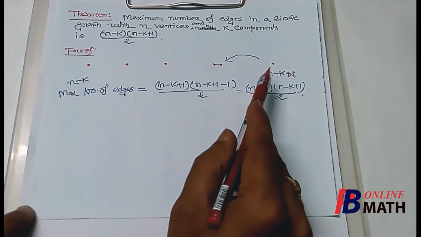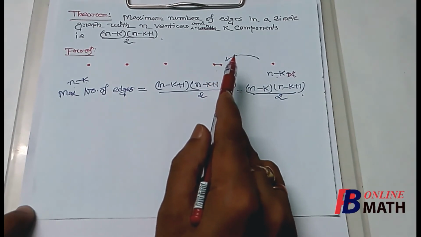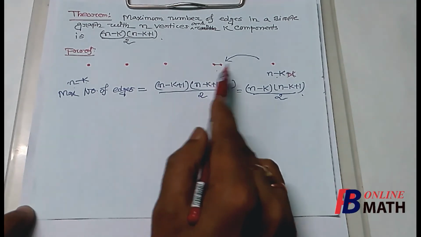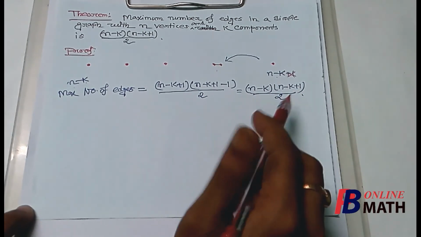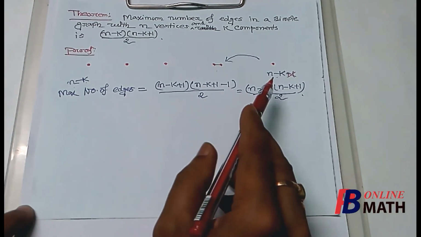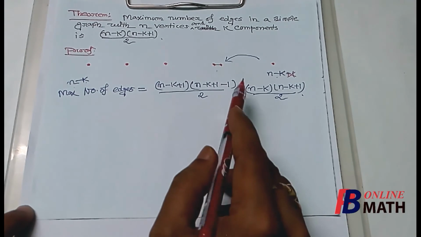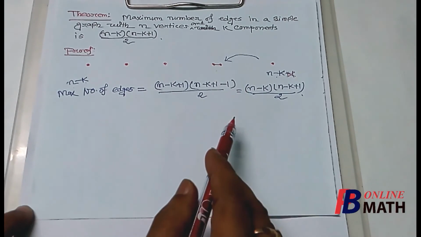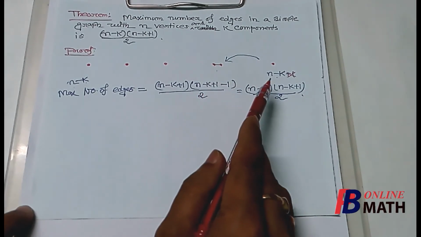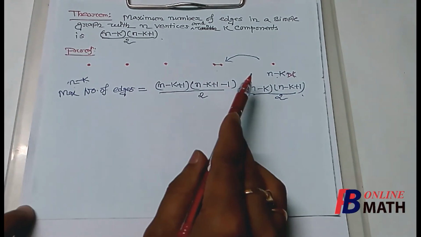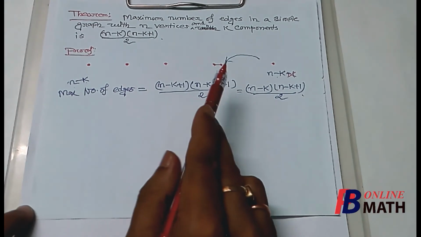That means if we take one vertex from this component to this component, then the number of edges will be increased by 1 here, but n minus k edges will be decreased. So the total number of edges for the graph will automatically be less than this. So this is a contradiction. Therefore our assumption is not true. That means there must not exist another distribution of vertices such that we can get more than this number of edges. Therefore our claim was right.